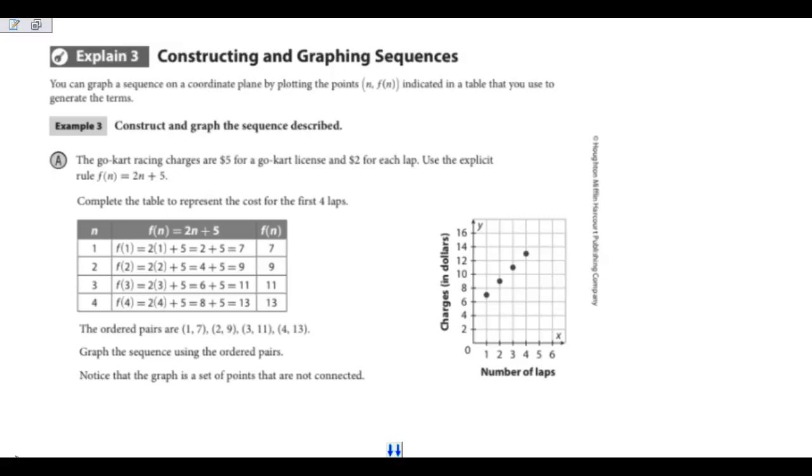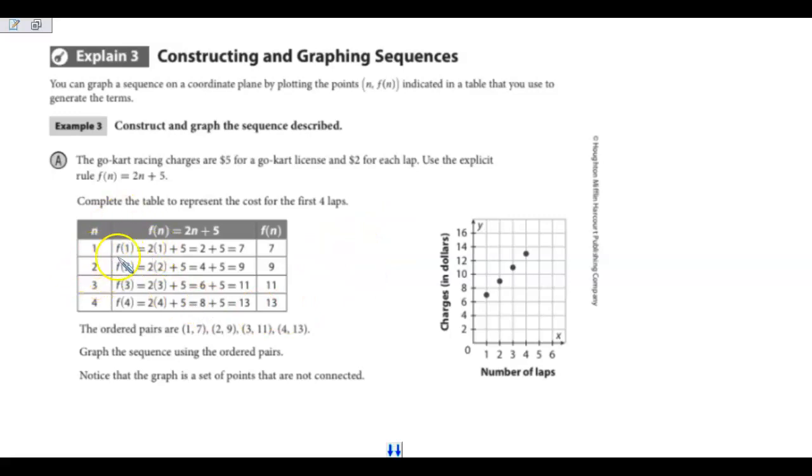Construct and graph the sequence described. The go-kart racing charges are $5 for a go-kart license and $2 for each lap. Use the explicit rule, the function of n equals 2n plus 5. Complete the table to represent the cost of the first 4 laps. And we did this in our Explore activity that we started with in part 1, so this is very familiar.